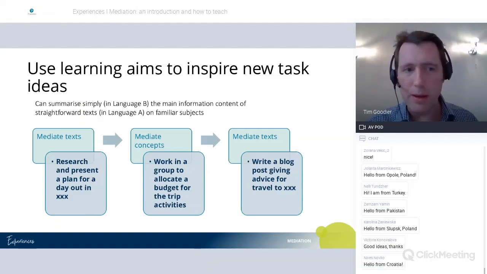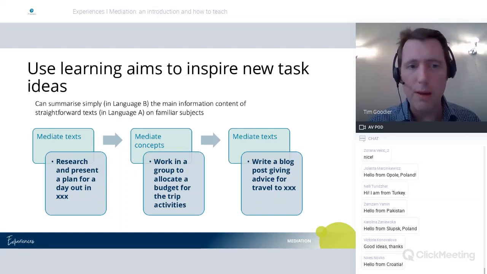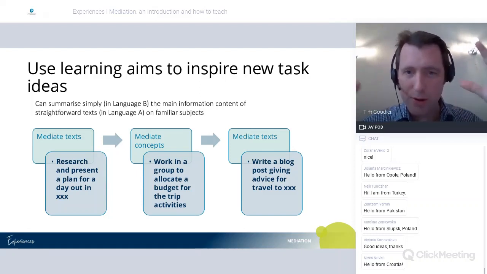So that's one thing. On the left we see there, research and present a plan for a day out. That's how you could communicate it to the learners. They don't necessarily have to see the raw statement from the CEFR. It could also be to work in a group to allocate a budget for the trip. And quite often when you set up group work, having some kind of quantitative aspect to negotiate can be a good way of structuring the discussion and the collaboration.